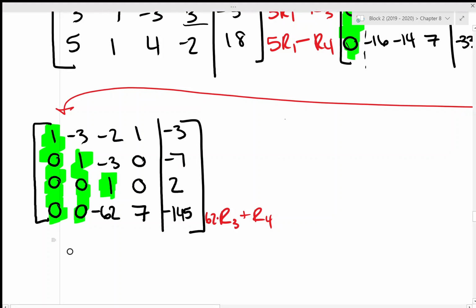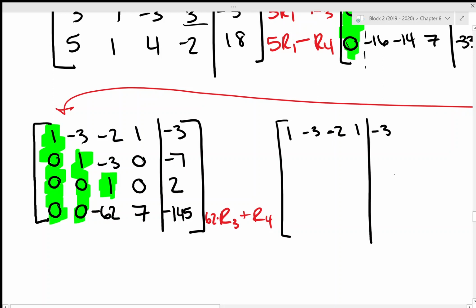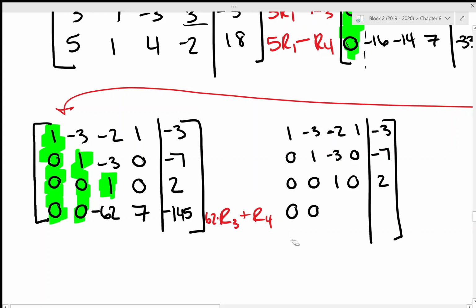Now I'm going to have 1, negative 3, negative 2, 1, line, negative 3. 0, 1, negative 3, 0, negative 7. 0, 0, 1, 0, 2. And then last, I'm going to have 0, 0. Now I'm going to get, let me fix this just to make it smaller.